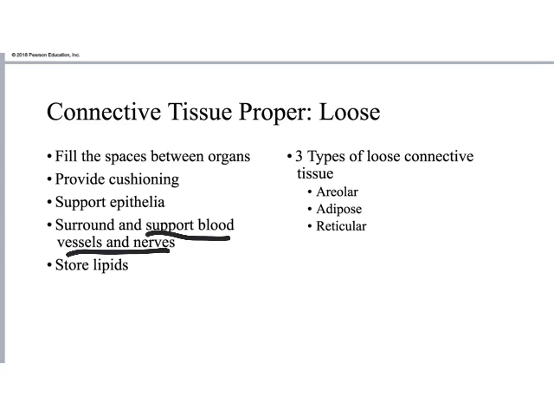So this loose connective tissue proper is where a lot of these blood vessels and nerves are traveling through on to their final destination. It also stores lipids. So we talked about those adipocytes that were storing fat. So we're going to find one type of loose connective tissue is called adipose tissue, and that's the one that's storing lipids. Areolar tissue, this is kind of like our subcutaneous tissue that we talked about, and then we'll talk briefly about reticular tissue.